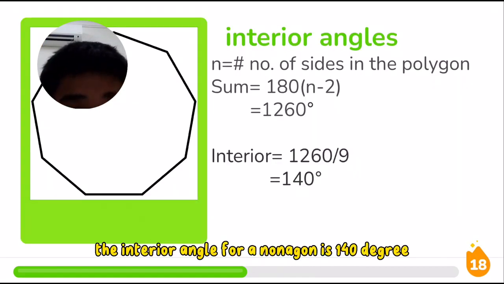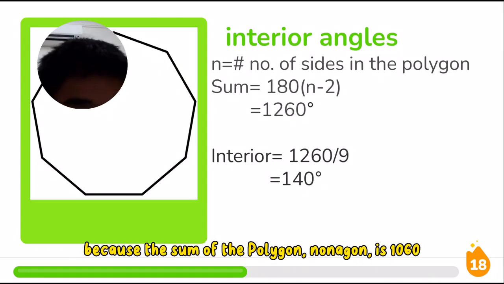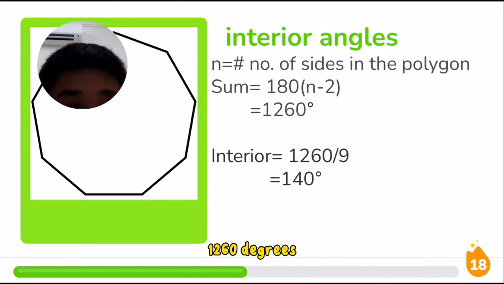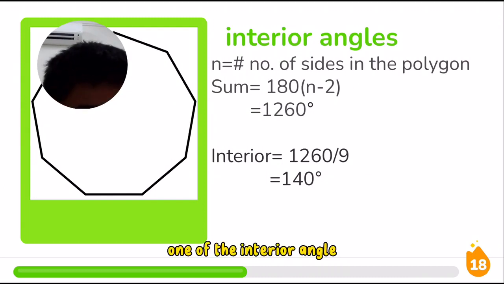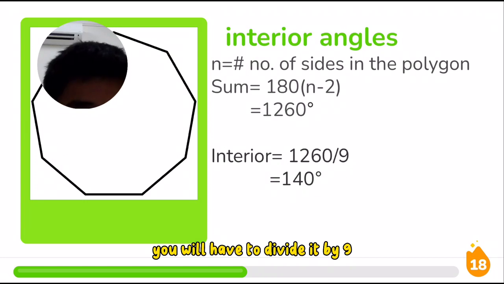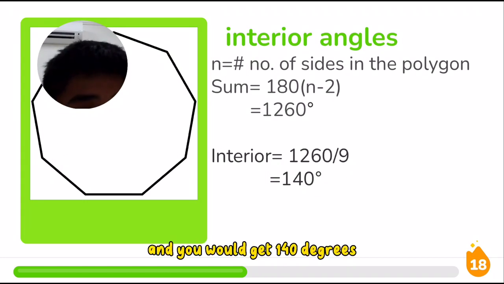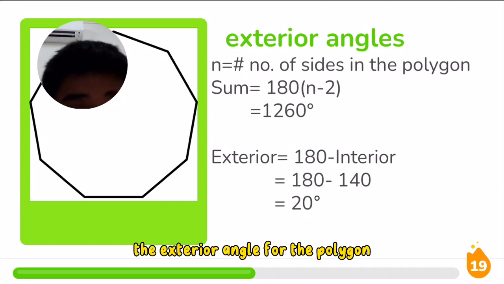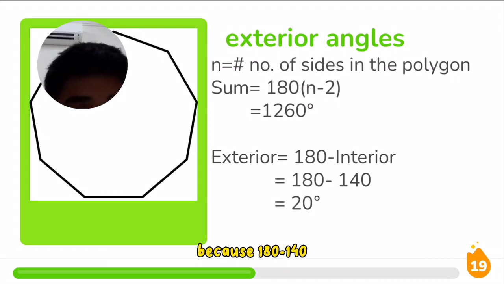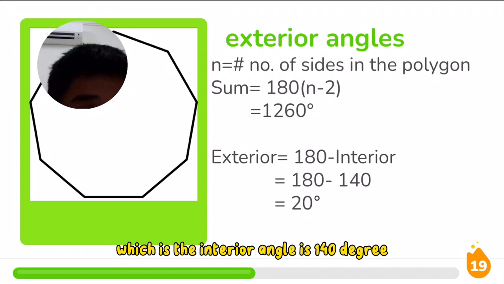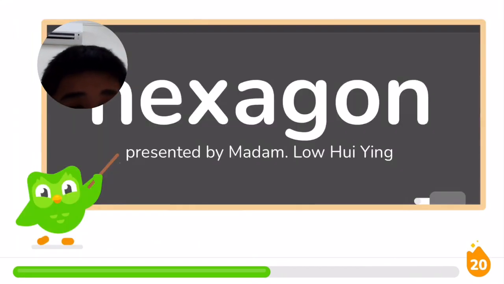The interior angle for a nonagon is 140 degrees because the sum of the interior angles of a nonagon is 1260 degrees. And to get one of the interior angles, you have to divide it by 9 and you would get 140 degrees. The exterior angle for the nonagon is 40 degrees because 180 minus 140, which is the interior angle, is 40 degrees. Thank you, Jingshen.